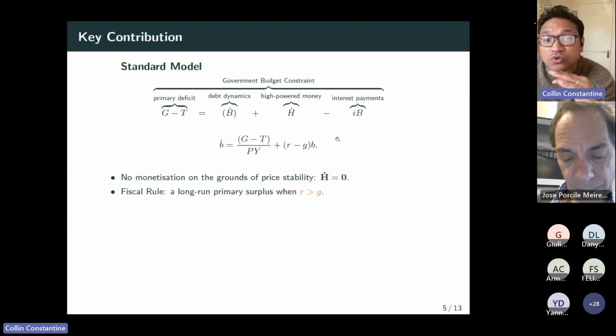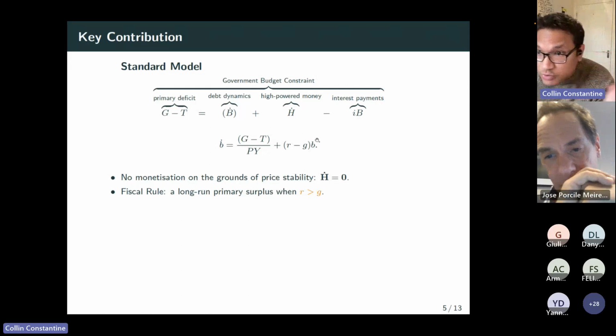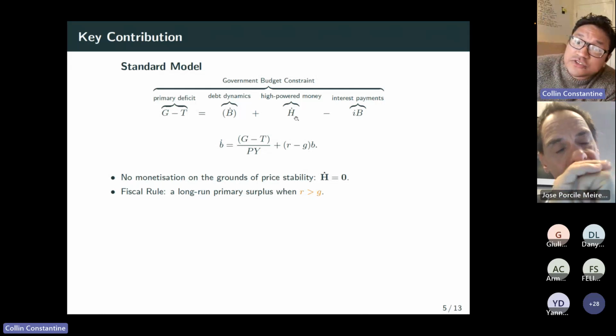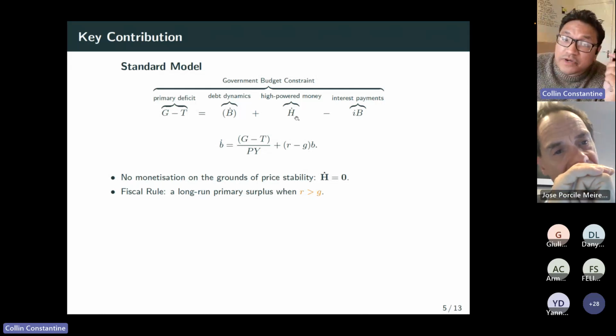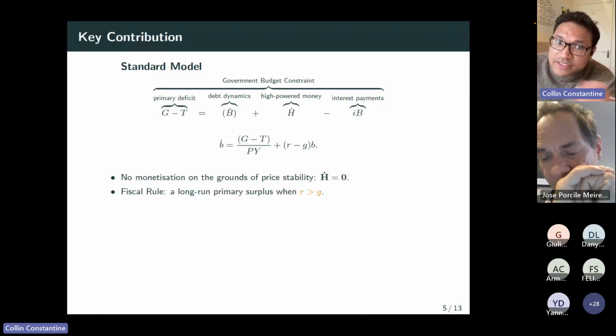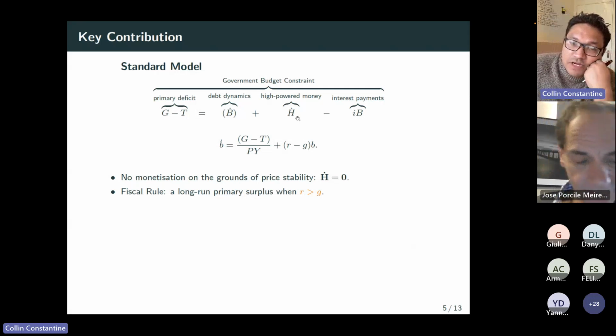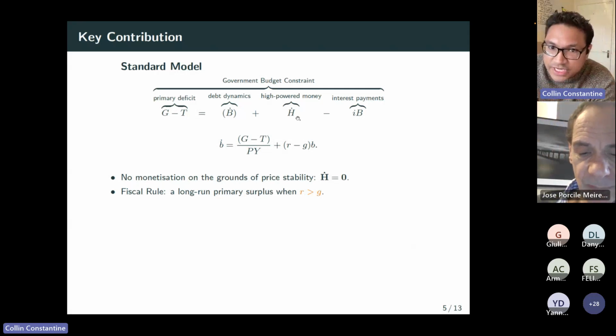And this result holds under another assumption. They assume away monetization. Other variations of this would include money creation, and therefore we talk about inflation dynamics, and then we can talk about whether or not money creation reduces the real debt burden, etc.